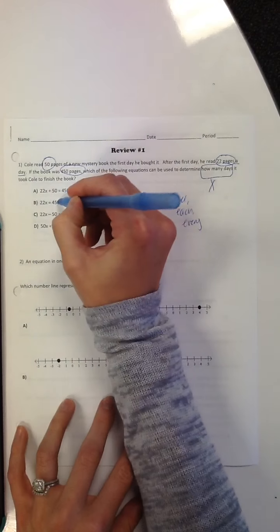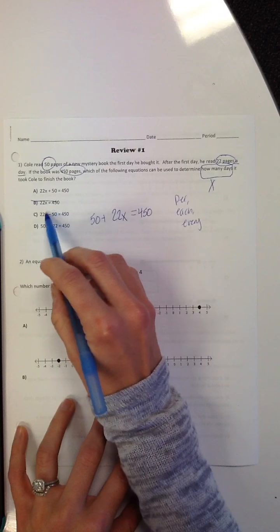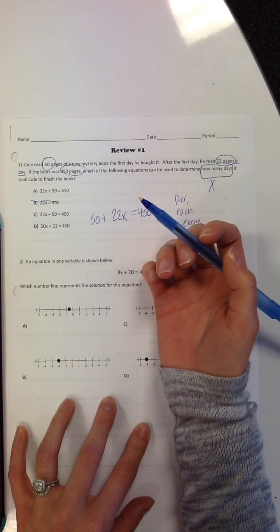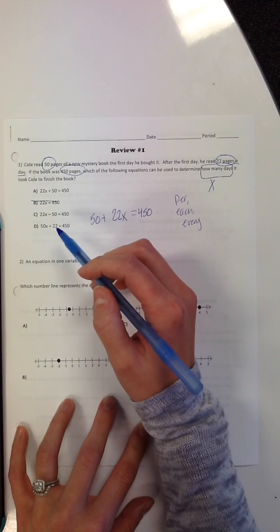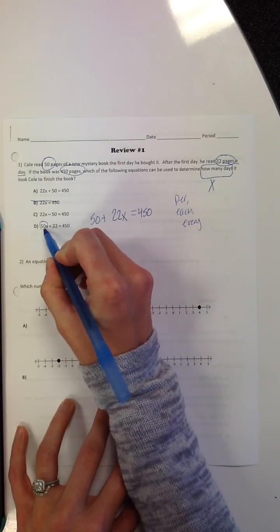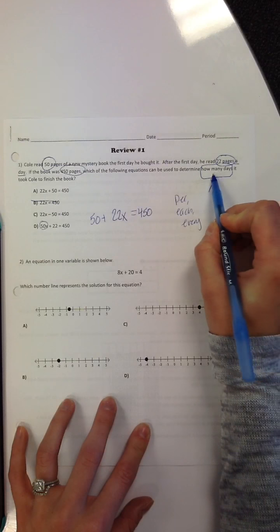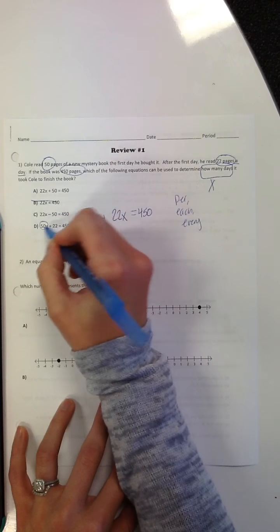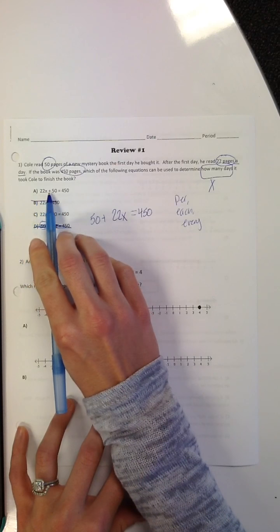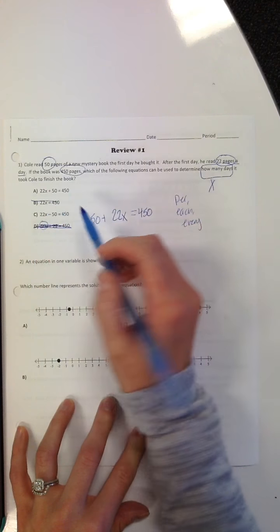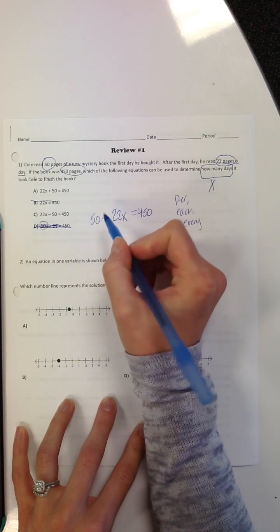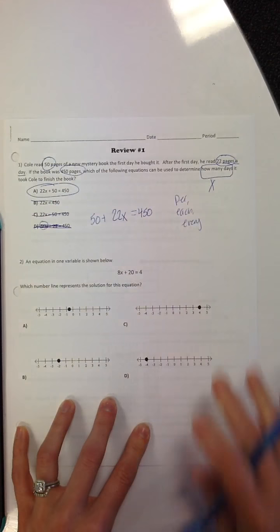Automatically, you could get rid of B because it doesn't even mention the 50 pages. You could also get rid of D because they attached the 50 to the wrong variable. We don't want 50 attached to the variable. So then 22x minus 50 or 22x plus 50? Well, he didn't unread the book, so he read 50 pages, so we would need to add it. So A should be your answer.